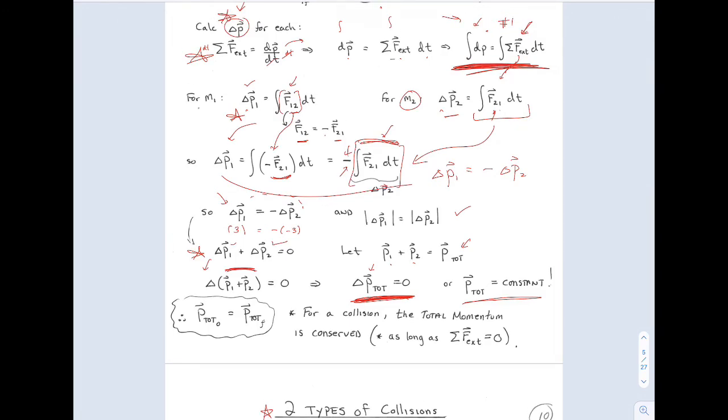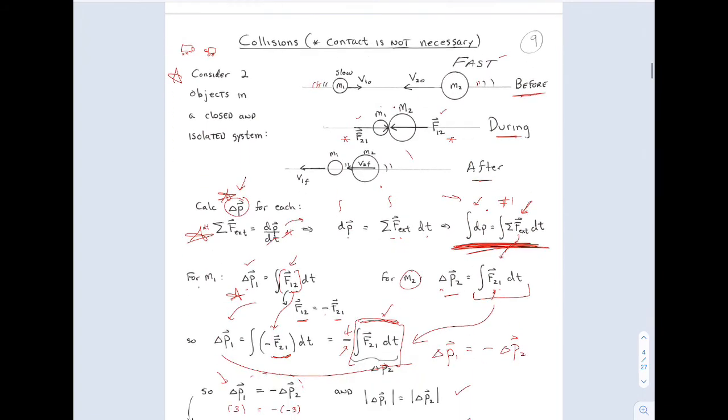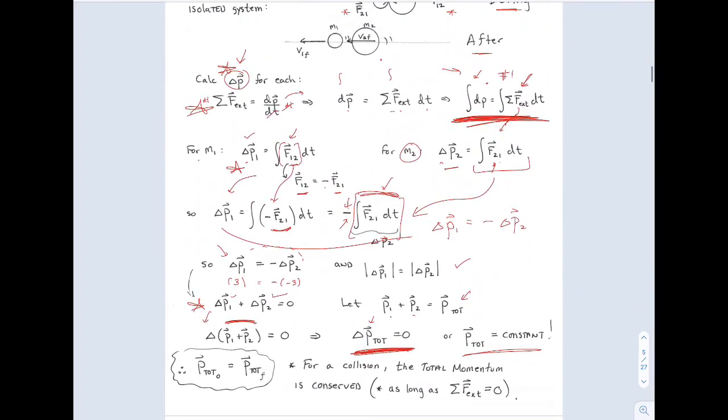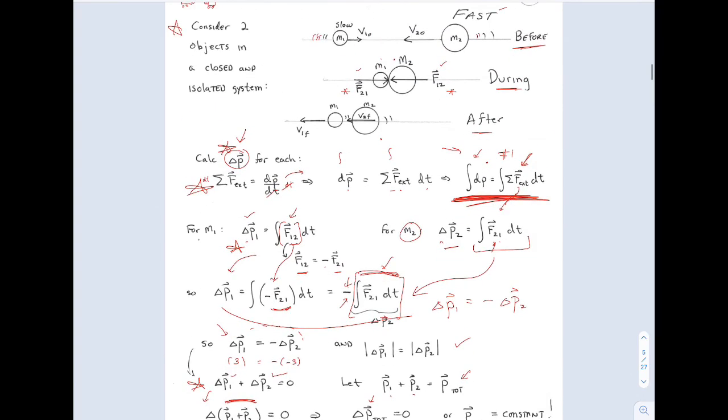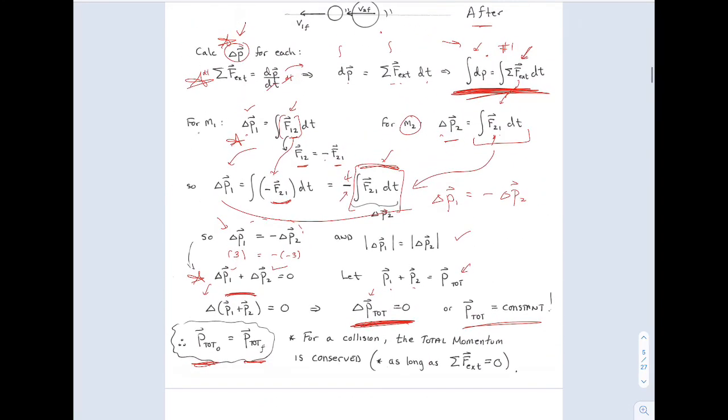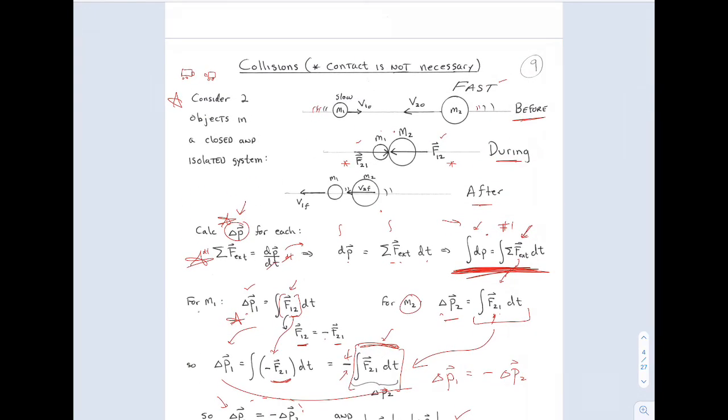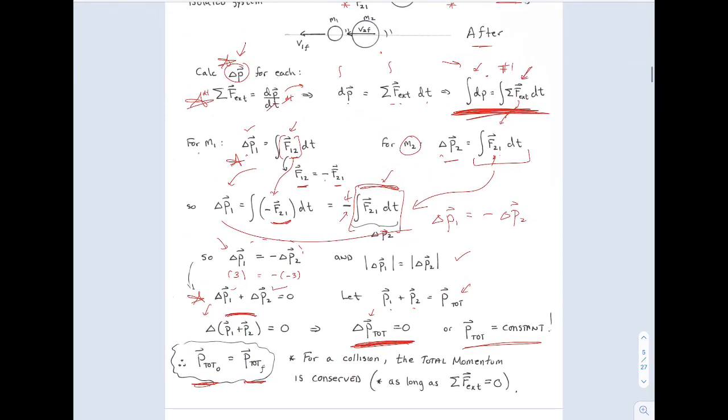So for a collision, again, as long as there's no hand holding on to one of these, we show that the total momentum is conserved. So P initial total equals P final total. As long as there are no net external forces, for example, these things couldn't be colliding on a rough surface, there has to be no external friction force. So for collisions, momentum is conserved. It doesn't matter that this one's moving slow and that one's moving fast and they're larger. The change of momentum is equal and opposite, the collision forces are the same, and momentum is conserved for the system.